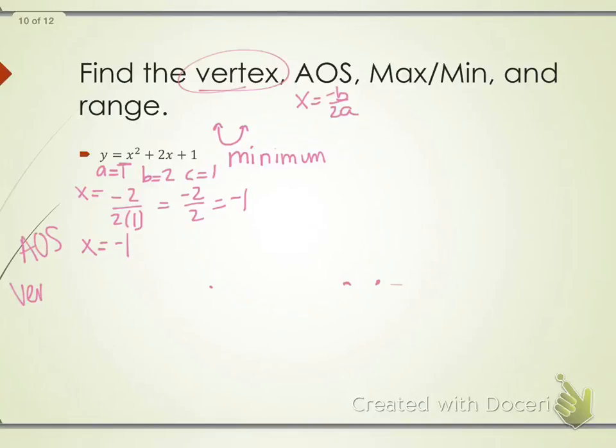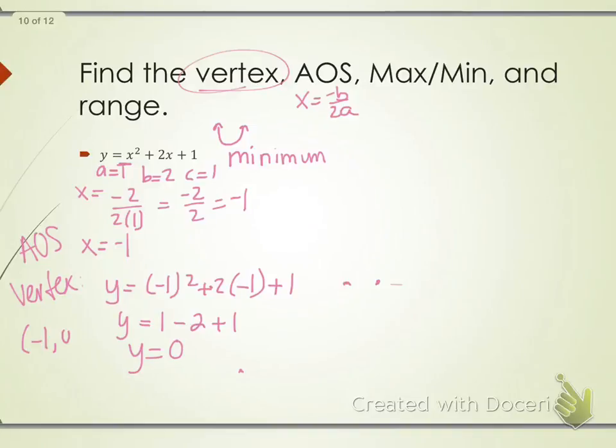My vertex, I need to plug that in to find the actual point. So if I'm plugging it in, I got y equals negative 1 squared plus 2 times negative 1 plus 1. Negative 1 squared is 1. 2 times negative 1 is negative 2. 1 minus 2 is negative 1 plus 1 is 0. So my vertex is negative 1, 0. So that means if I graph this, this would be at negative 1, 0.